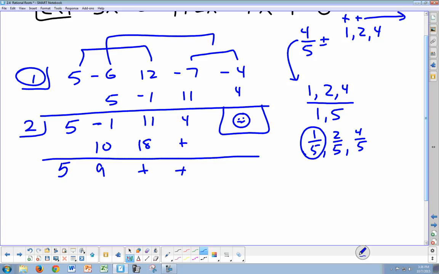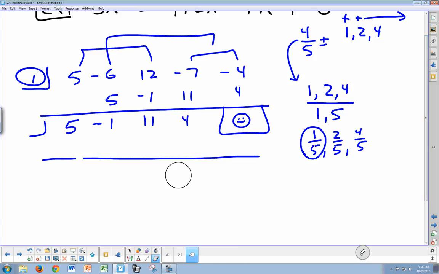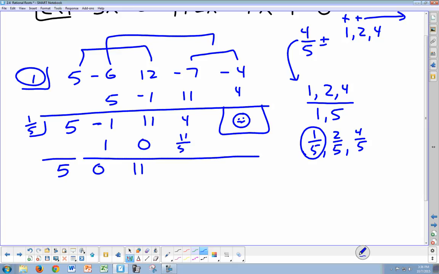So if we take a 1/5, I'm going to erase some stuff. I'm going to erase this row here, and erase that, erase my answers. I'm going to start here with 1/5. So that would be 5. This would be 1, 0, 0, 11, and then 11/5, and that's unfortunate. And it looks like that's not going to work. So I am truly stumped on this one. I get the feeling I'm going to be at this a while.